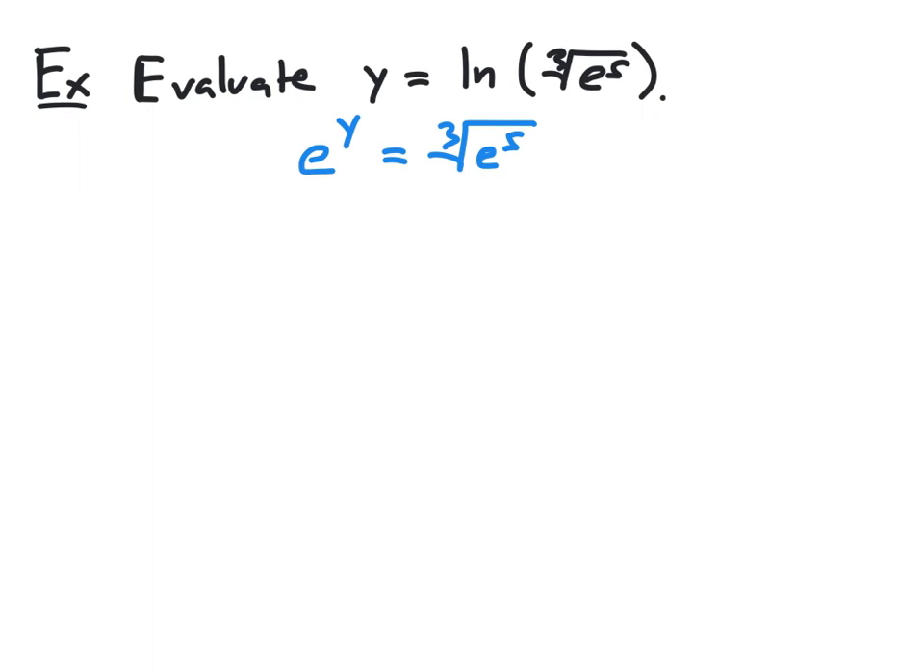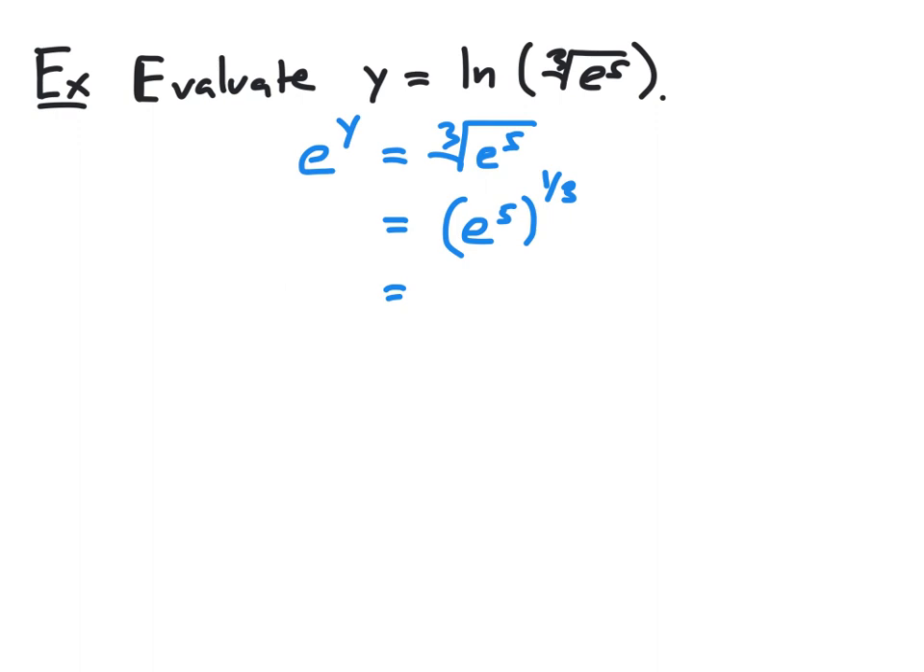The first property that we need is to be able to rewrite the cubed root in terms of exponents. So e to the 5th is the number that we're taking the cubed root of, and the cubed root of some number is the same thing as raising that number to the 1/3 power. This is similar to the square root being the same as raising the number to the 1/2 power, or the fourth root being the number raised to the 1/4 power.